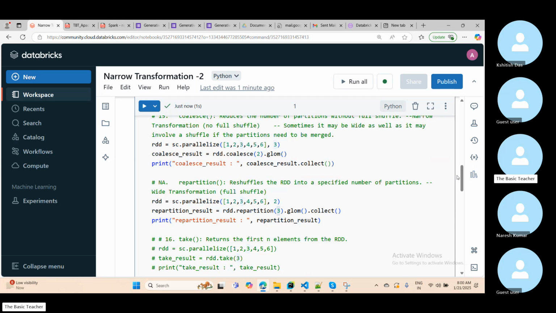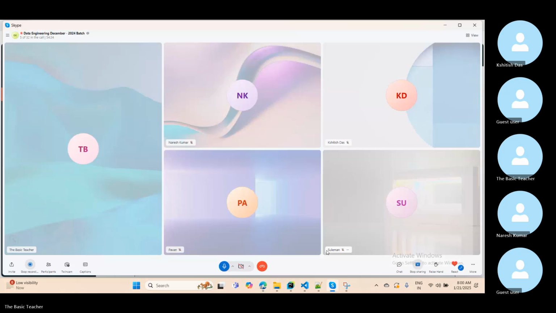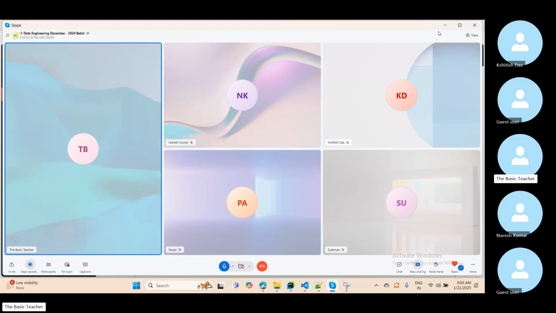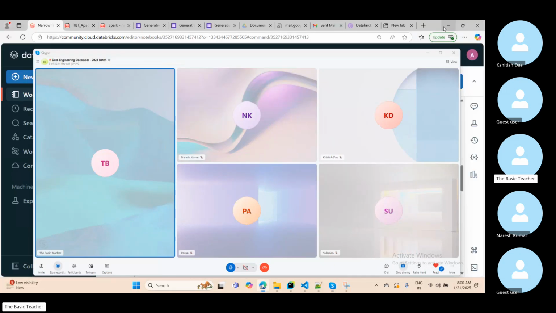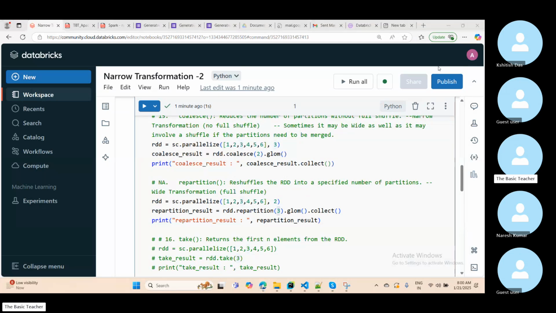I believe that I had shared a code for generating the random data. Did I share? One day I was discussing that, right? I need to check. Okay. If you are not having it, then you can let me know. The target is only to generate the random data so you can do your exercises properly.